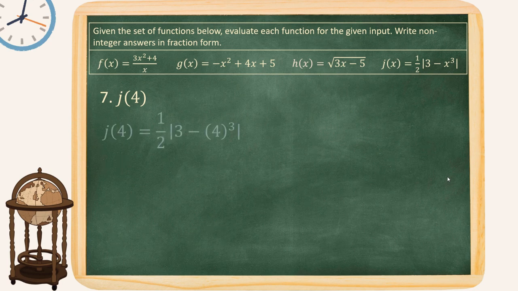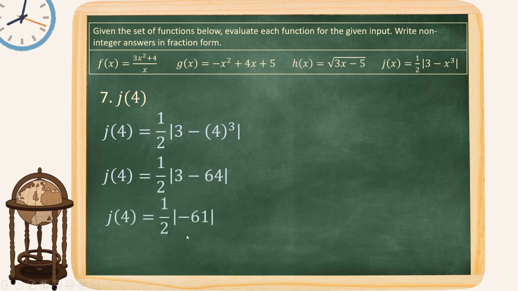And j of 4. So I'm going to go to the j function. In place of x, I'm replacing it with 4. And then we're going to follow our order of operations. We would do exponents first. 4 cubed gives us 64. Then we do our subtraction because it's inside the absolute value sign, and the absolute value sign acts as a grouping symbol. 3 minus 64 gives us negative 61. Then we can take the absolute value. So we have to do all the operations inside first, then take the absolute value. The absolute value of negative 61 is 61. And lastly, we multiply that by a half. So we get 61 halves.